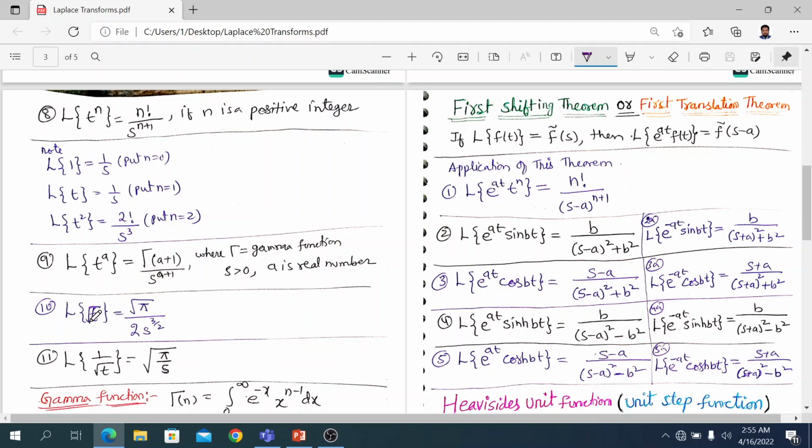Next, Laplace of root t is equal to root pi in the numerator, denominator 2 into s power of 3 by 2. So Laplace of root t is equal to root pi by 2 s power of 3 by 2.